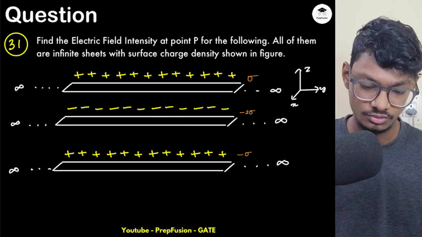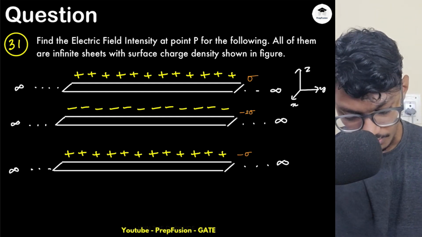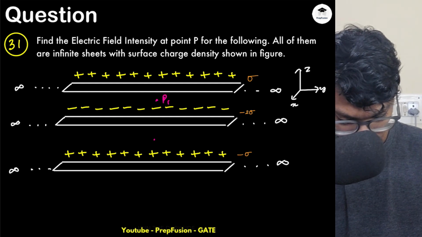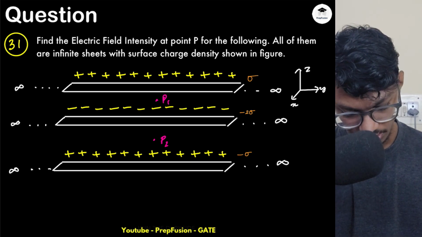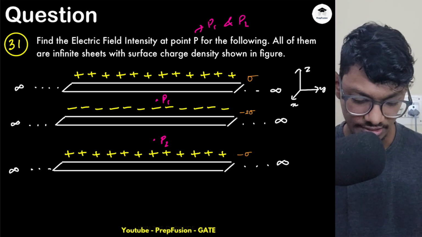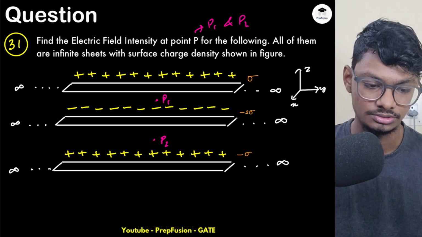Now this is a very, very interesting question. I will give you this as homework. What you do is you find the electric field at this point P1 and P2. Okay, point P1 and P2, you find the electric field. And this you will solve in the homework question.